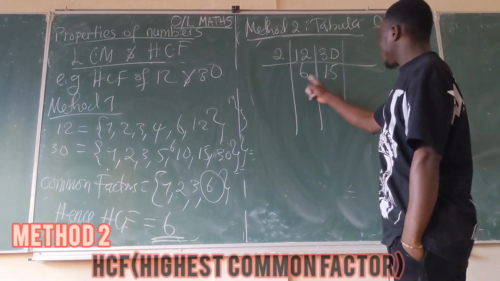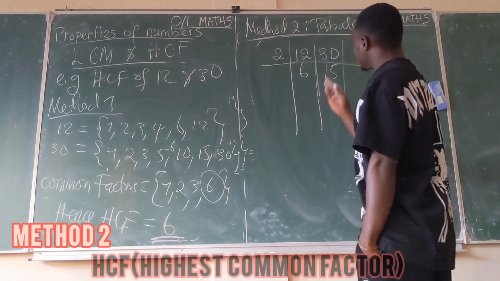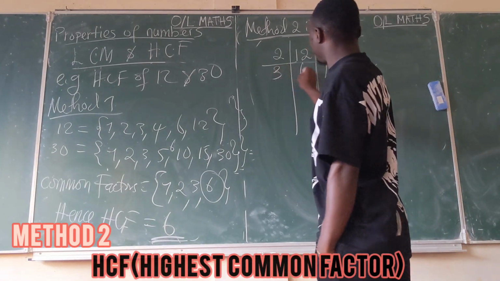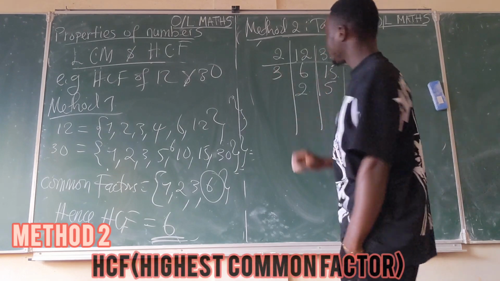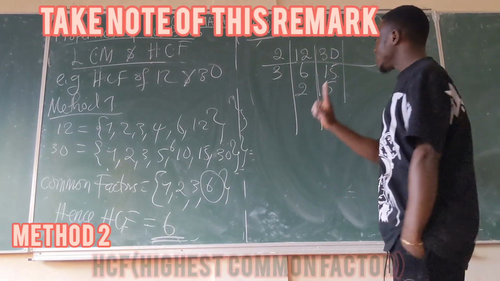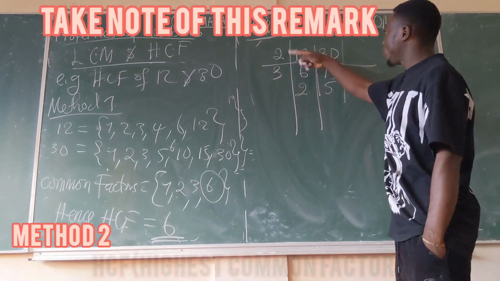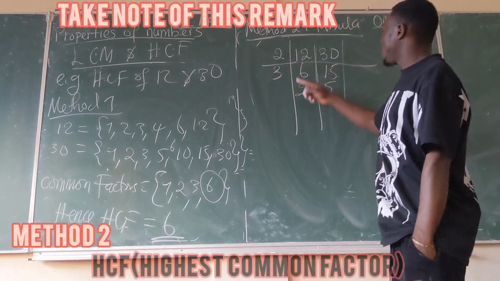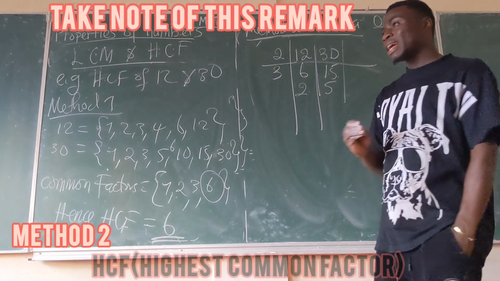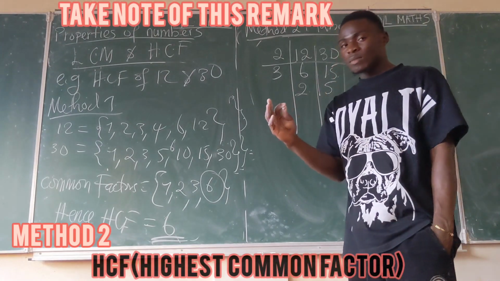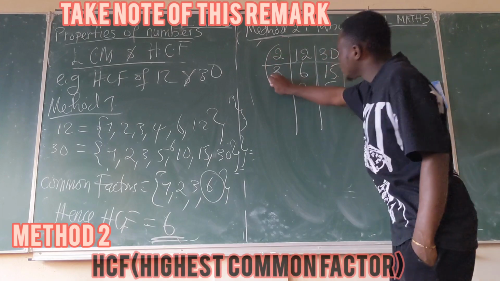Is there a number that 6 and 15 can divide with no remainder? Yes. So what do we have? 3. So 6 divided by 3 is 2. 15 divided by 3 is 5. At this point, this is the difference between LCM and HCF. Go back to the notes you copied initially when we were doing the tabular form of LCM. Compare. At this point, there is no number that 5 and 2 can divide with no remainder at the same time.